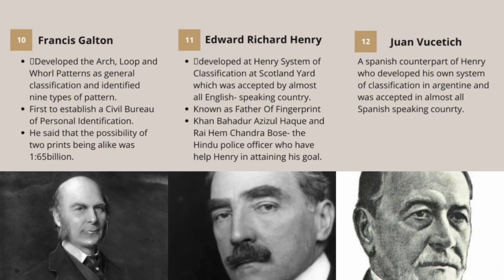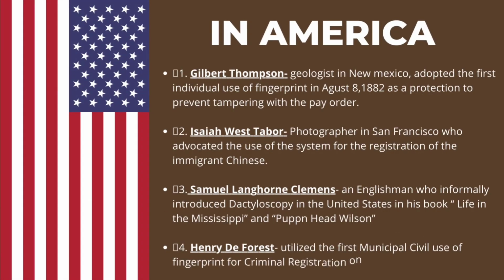Another personality beyond fingerprint is Juan Vucetich, a Spanish counterpart of Henry who developed his own system of classification in Argentina, accepted in almost all Spanish-speaking countries. In America, Gilbert Thompson, a geologist in New Mexico, adopted the first individual use of fingerprint on August 8, 1882, as a protection to prevent tampering with a pay order.